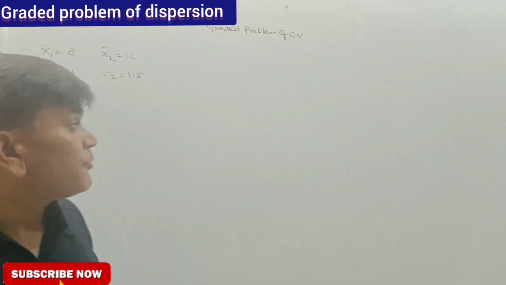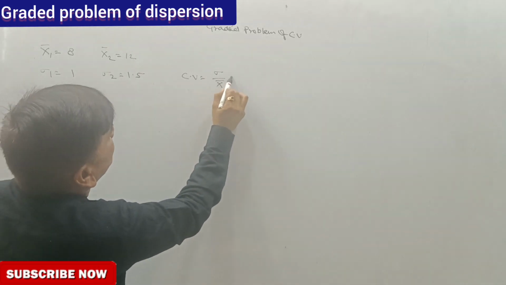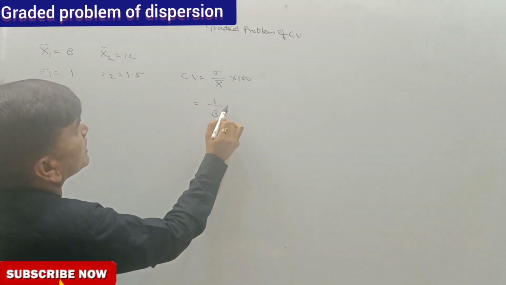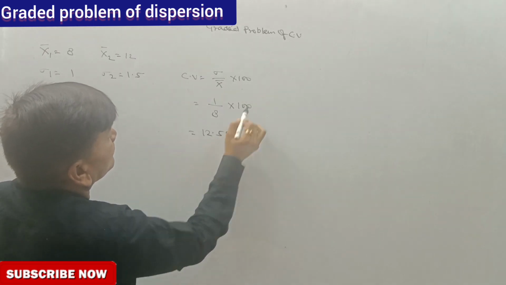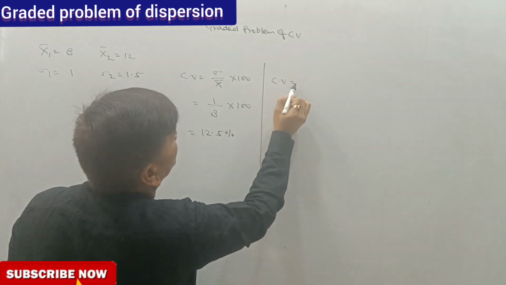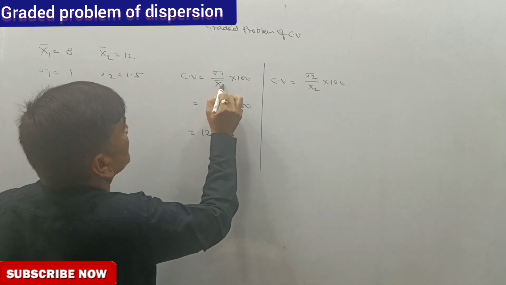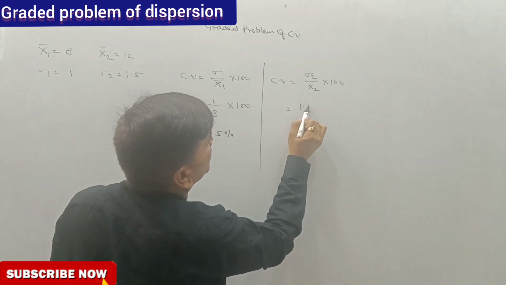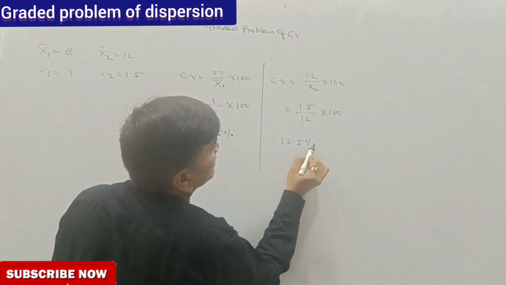Okay. So the first CV is standard deviation divided by x bar multiplied by 100. Firstly, standard deviation was 1, salary was 8, so that is 12.5%. After the settlement, again we are calculating the coefficient of variation, that is standard deviation 2 divided by x bar 2 multiplied by 100. Suppose this is 1 first and this is second. So here 1.5 divided by 12 multiplied by 100, here also 12.5%.